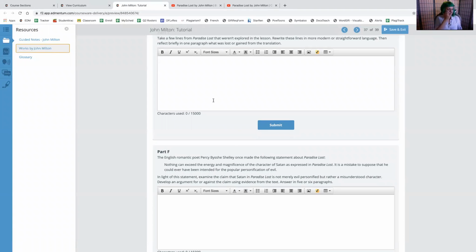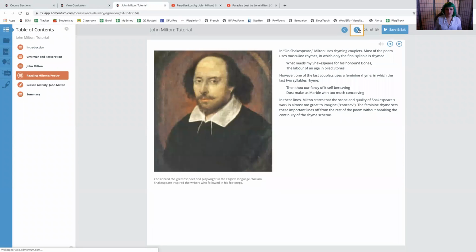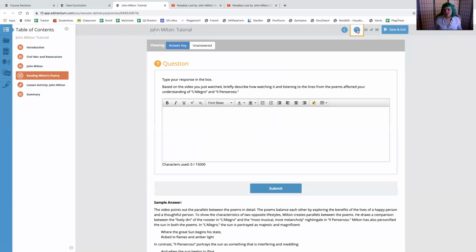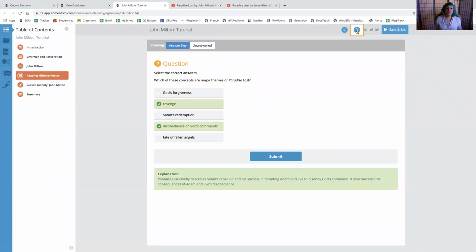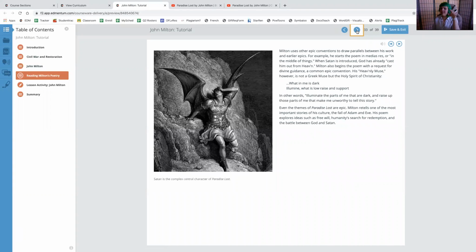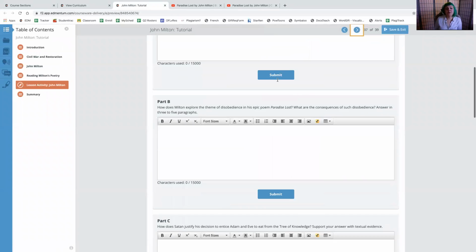Part E, take a few lines from Paradise Lost that weren't explored in the lesson. So again, that is calling back to the tutorial. Whenever you go through tutorials and go over stuff, they're going to give you excerpts and talk about it. So it's saying, look at stuff that's not these excerpts that are already gone over. A good example might be the one that we just talked about.